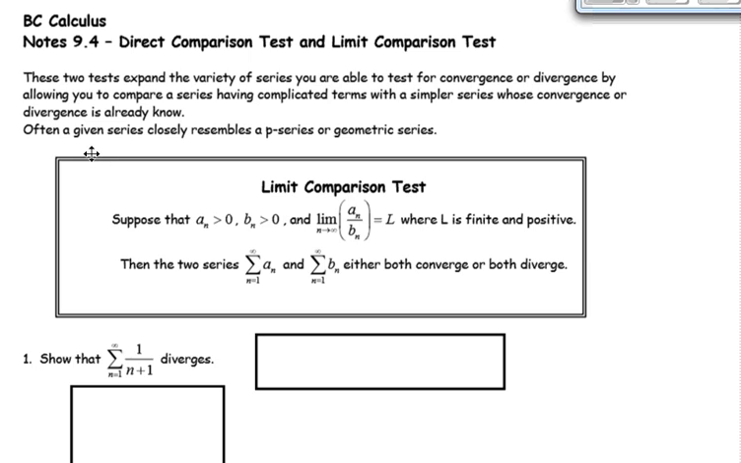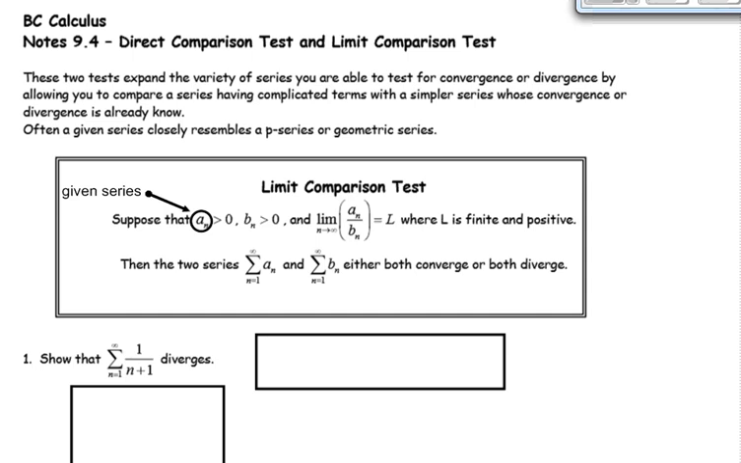Often a given series is going to closely resemble a p-series or a geometric series. The first one we're going to cover is the limit comparison test, which is what occurs more often. Suppose that you have two series and their nth term is greater than 0, so all the terms are positive. Then if you take the limit as n approaches infinity of the ratio of your two series, and that equals a finite number that's also positive, then the two series either both converge or both diverge.